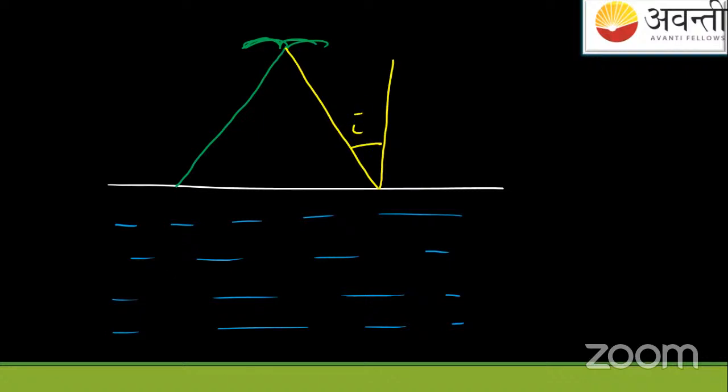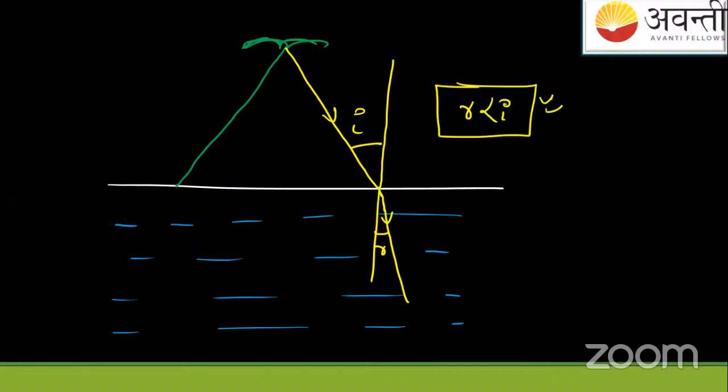This is the angle of incidence. When the ray passes from a rarer medium to a denser medium, it deviates towards the normal. So it will be towards the normal, such that the angle of refraction will be what? Greater or less? Less than the angle of incidence. Got it? It is the reverse of the previous case.